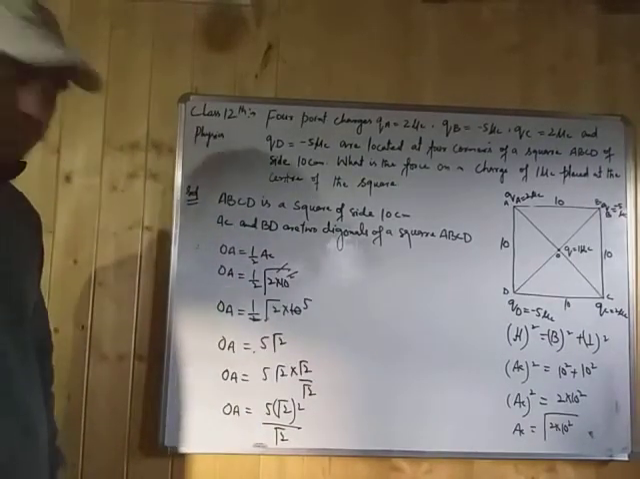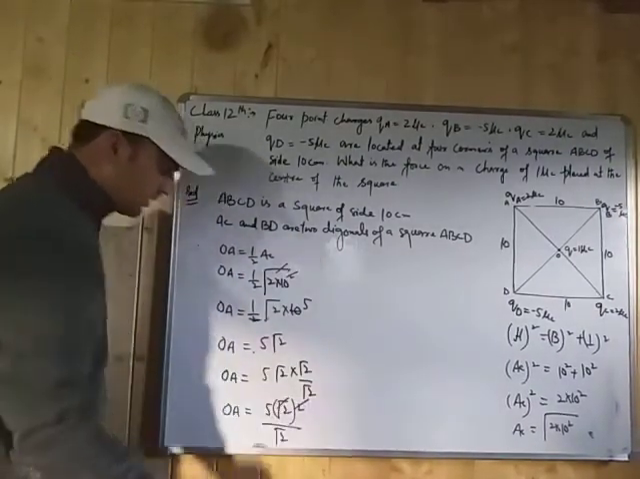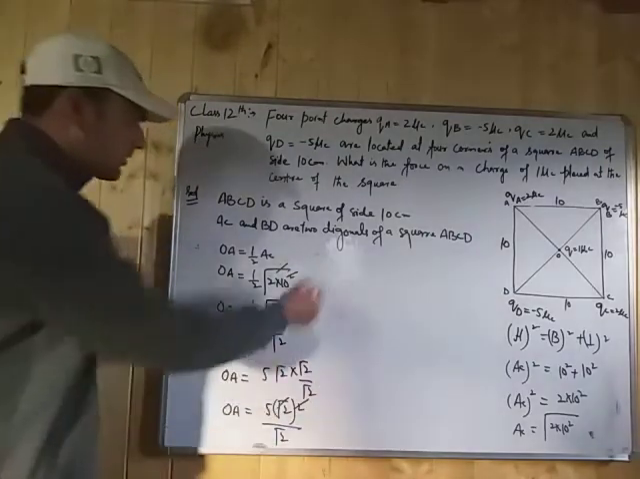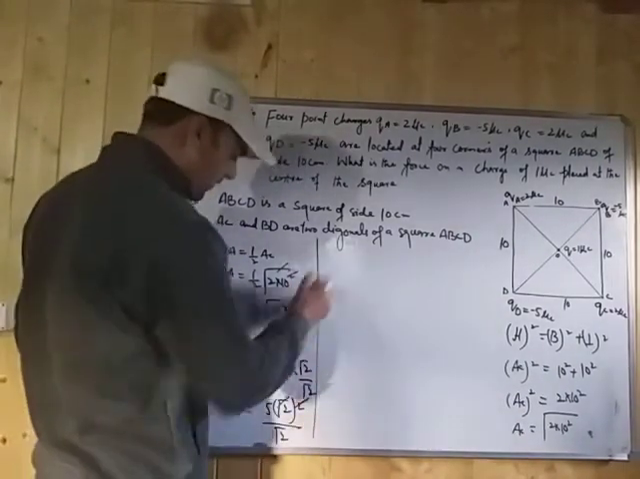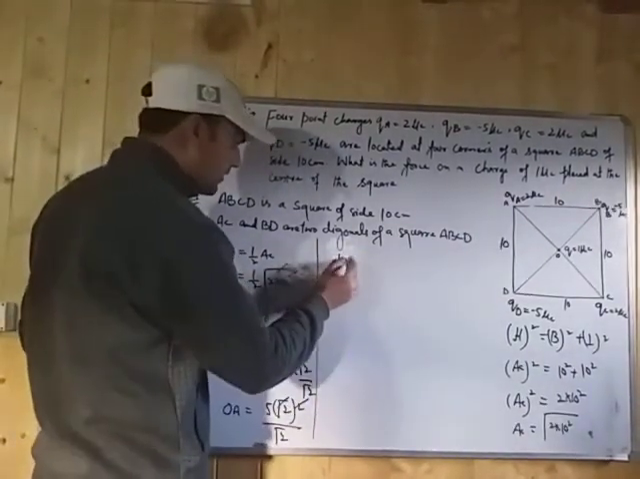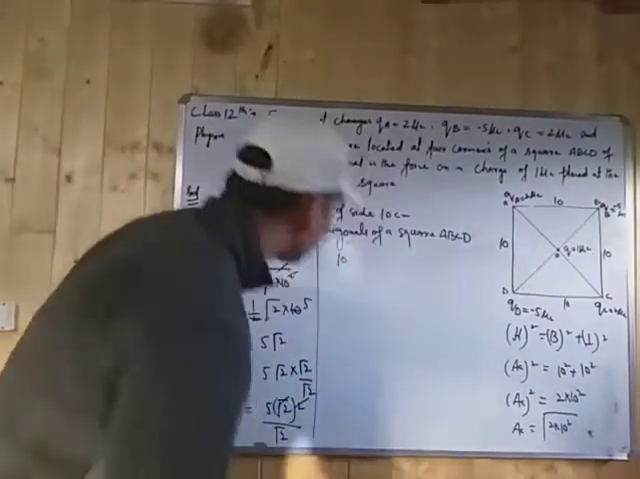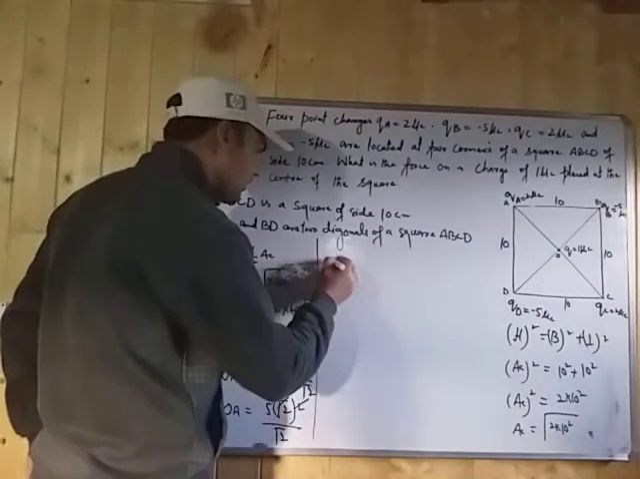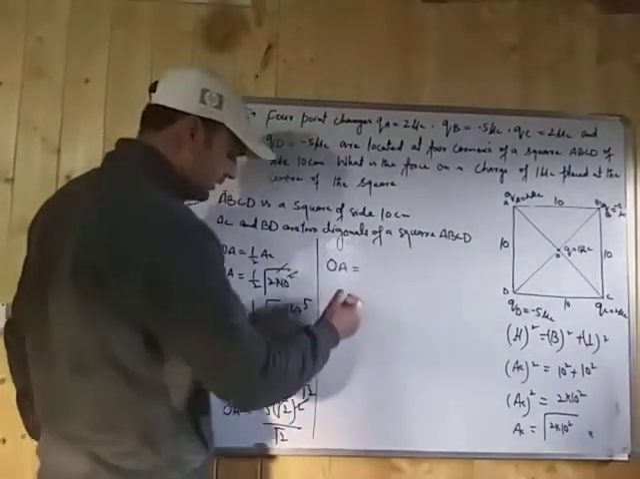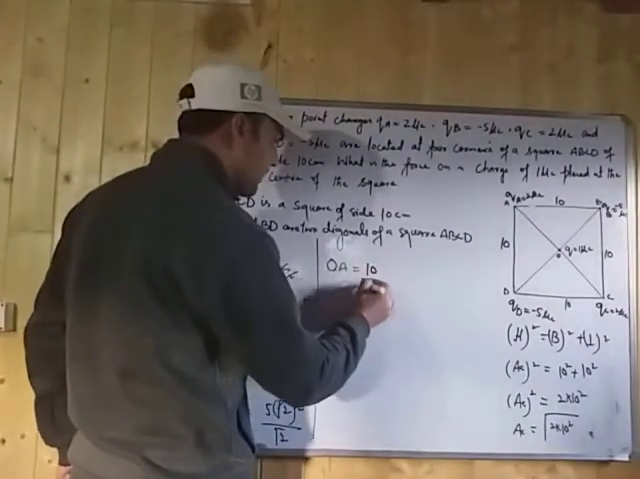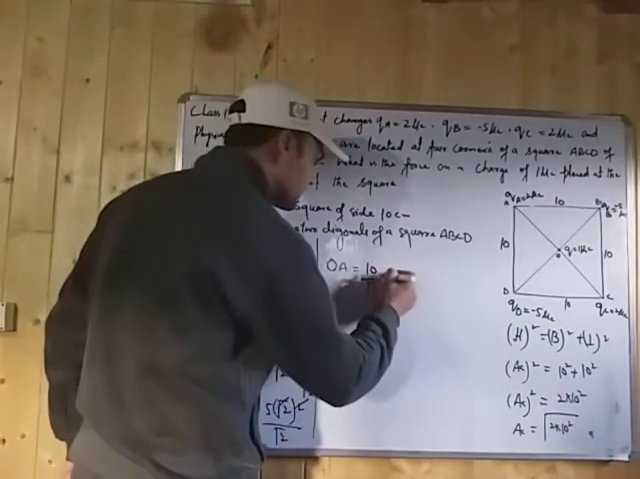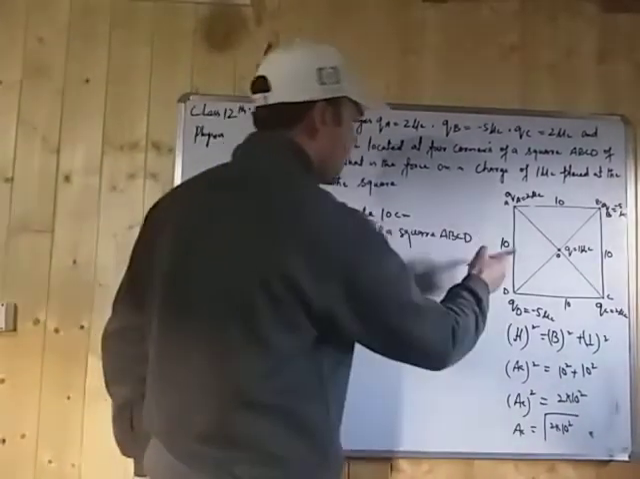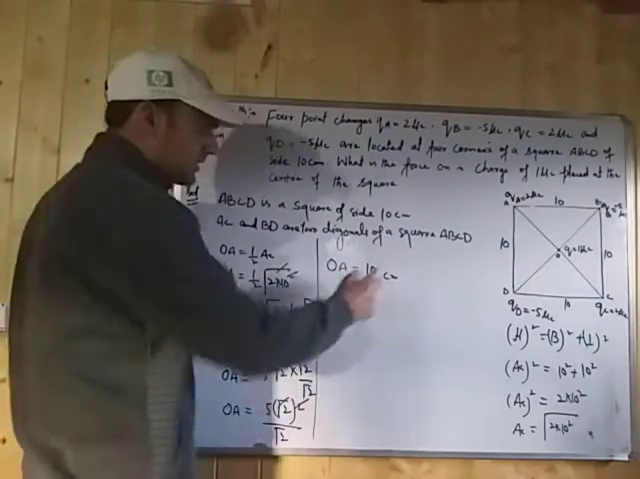Divided by under root 2. So this root will cancel. So we can write here 5, so it will be 10, or we can write here OA. OA is equal to 10 divided by under root 2 centimeters, because the side of a square is 10 centimeters, so it's in centimeters.